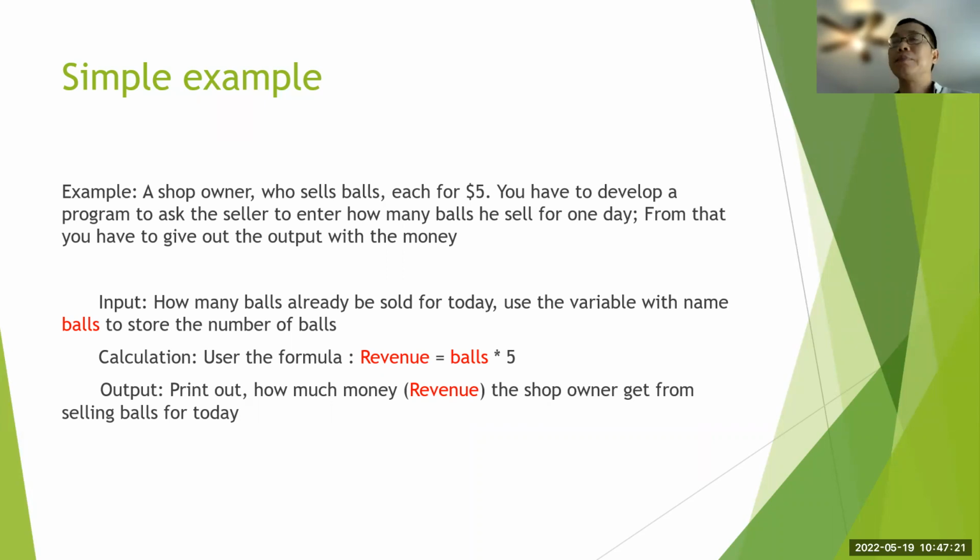So for this simple example, you have to figure out the input is the number of balls, and then you have the calculation. The revenue is the number of balls times 5, where 5 is the price of each ball. When you figure out the revenue, the last step is to print it out, to show the shop owner how much money he earned today.